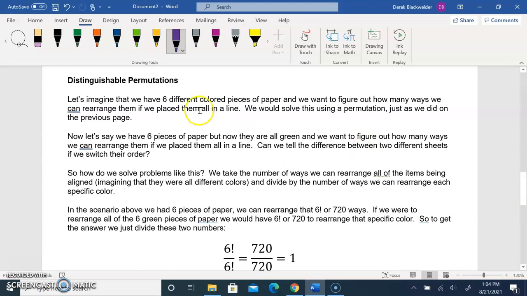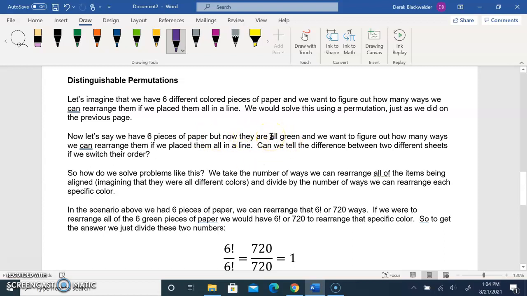So in the first question, let's say we had 6 different pieces of color, and we wanted to rearrange those. If we had a yellow piece of paper and a green piece of paper and a blue piece of paper, and I shuffled them all together, you could tell the difference between those. But sometimes you're not going to be able to tell the difference.